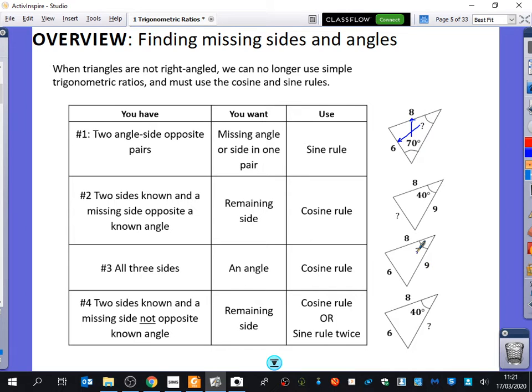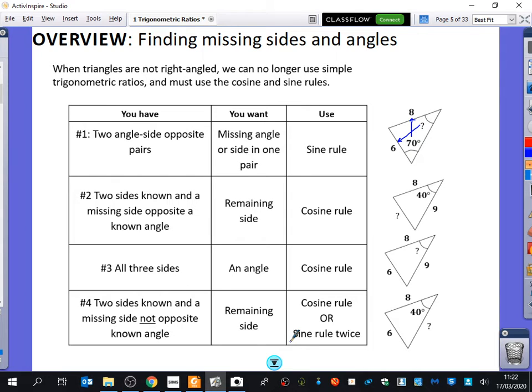And then the last one is a kind of a mixture. If you have two sides that are known and a missing side that is not opposite a known angle, so this one here is not opposite something that we know, you've got an option of what you can do. You can either use the cosine rule or the sine rule twice.